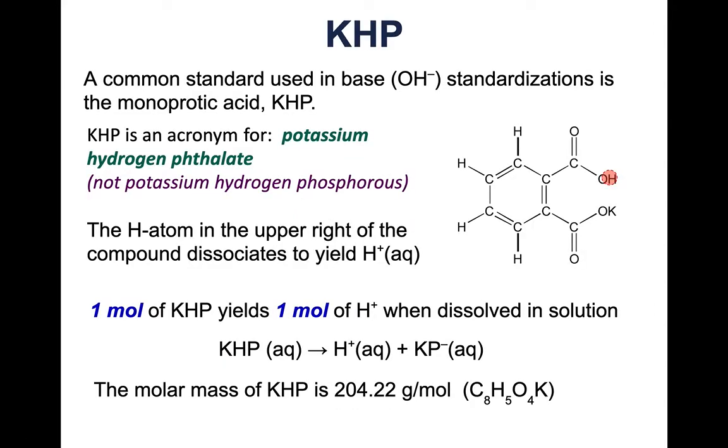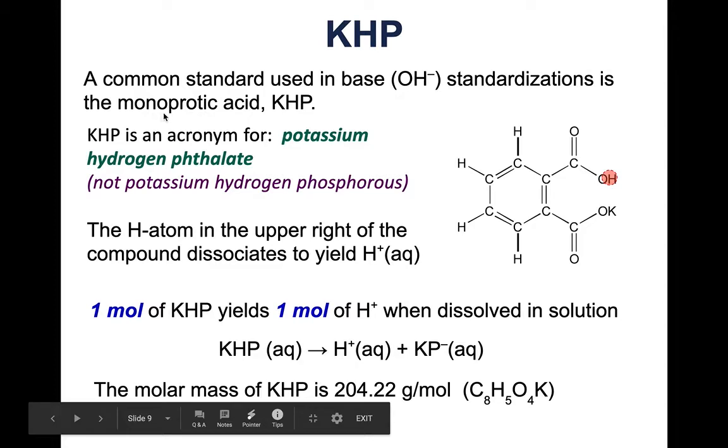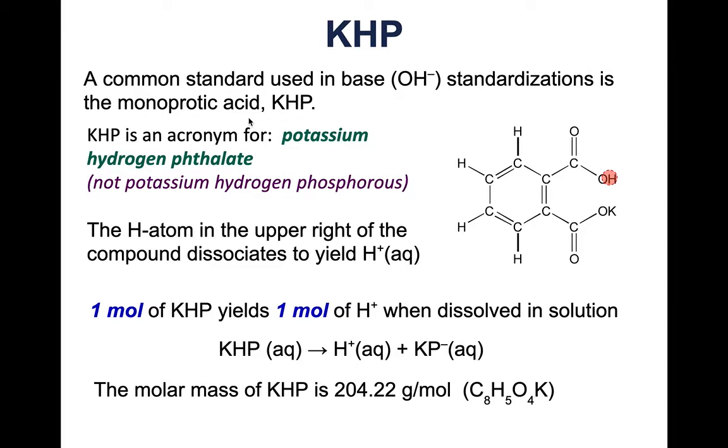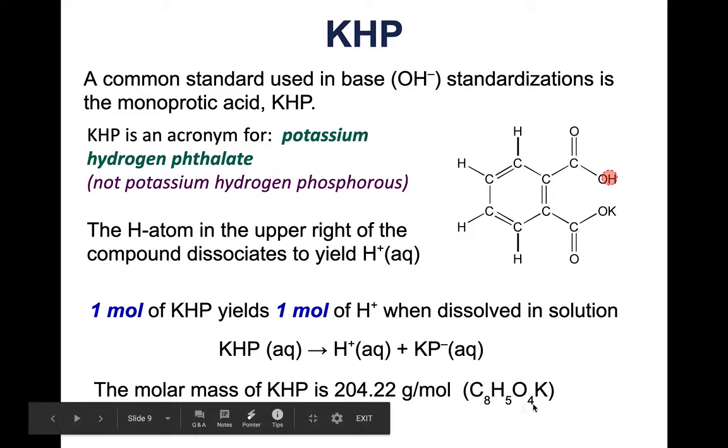Often, a common standard that we'll use when standardizing bases is the monoprotic acid KHP. Monoprotic, remember, means one proton. KHP is an acronym for potassium hydrogen phthalate. It's not a chemical formula, it's an acronym. Its chemical formula is actually this down here.